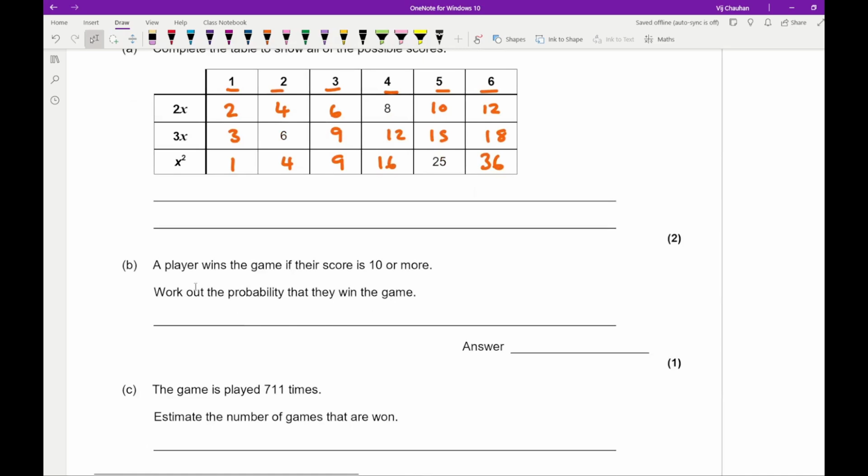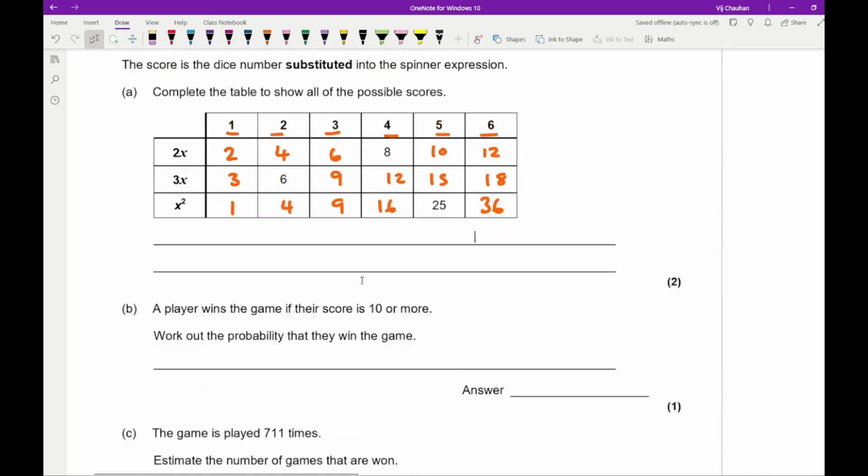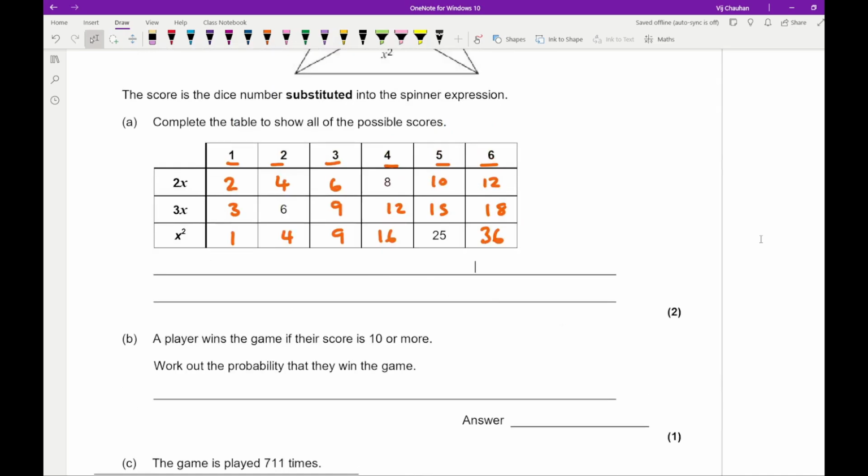For B, it then says that a player wins the game if their score is 10 or more. Work out the probability that they win the game. Well, 10 or more, well, that's 10, and these are the ones that are going to be more. So we know that there are going to be 8 possible outcomes. So it's going to be 8 out of a total of 18. And we can simplify that fraction to give me 4/9. Now for 1 mark, either of those two answers, whether your probability has been simplified or not, will be fine for that 1 mark.